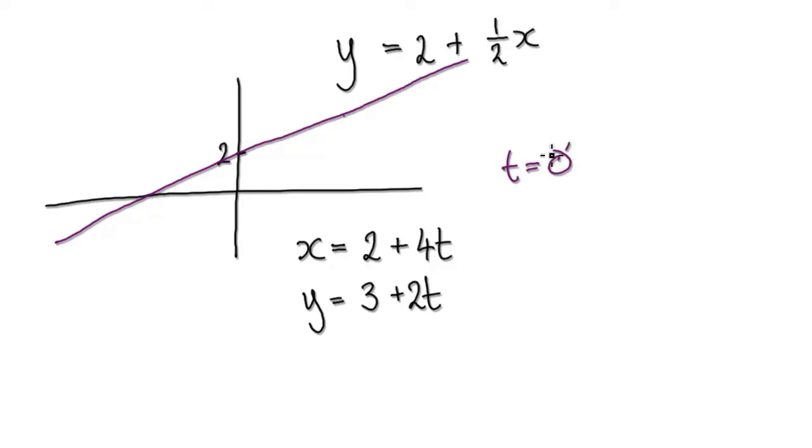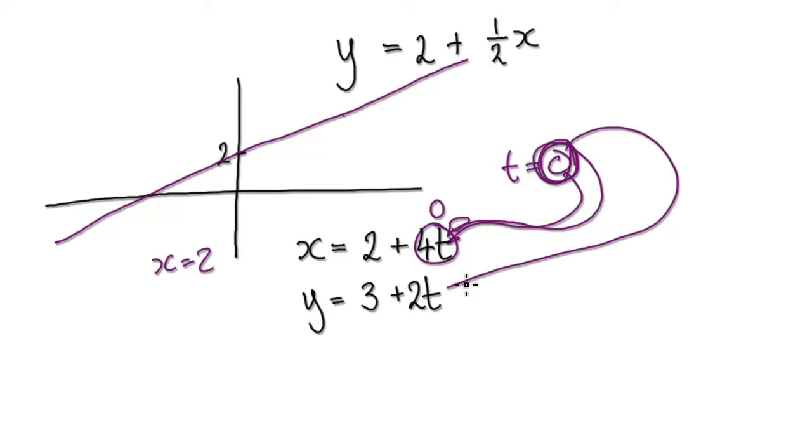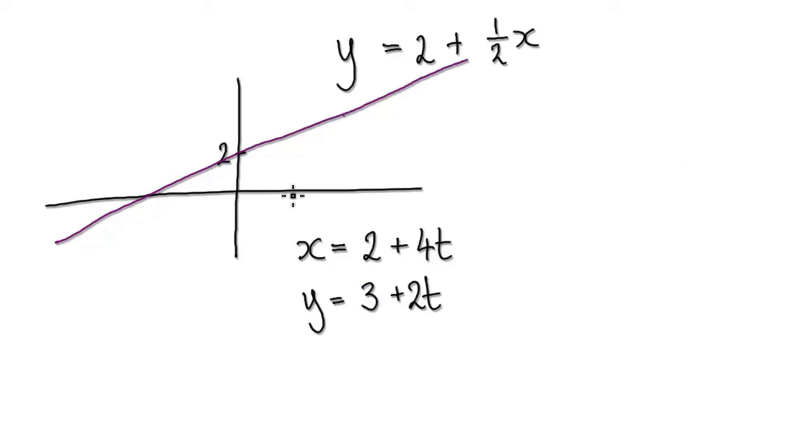So at time equals 0, put 0 into here. This whole thing here would tell us the x location. So when you put 0 into here, 4 times 0 will be 0 plus 2. So the x location will be 2. When time equals 0, the y location will be 3. So at time equals 0, the location will be 2, 3, somewhere around here. So this is at t equals 0.